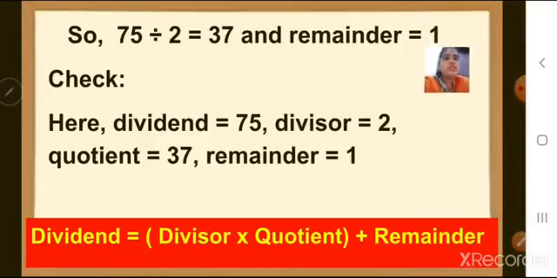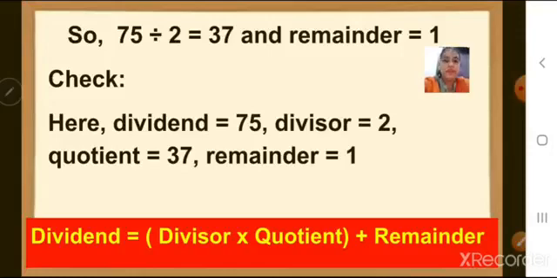Note down the answer also. 75 divided by 2 is equal to 37 and remainder is equal to 1. After that we have to check. Okay, so write what is dividend is equal to 75, divisor is equal to 2, quotient is equal to 37 and remainder is equal to 1.